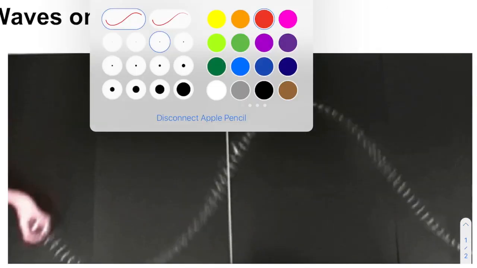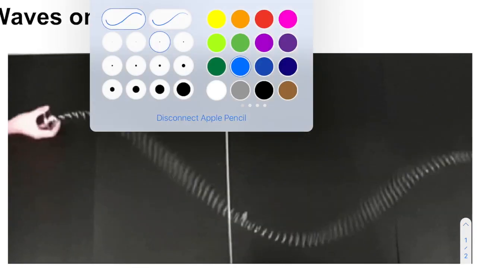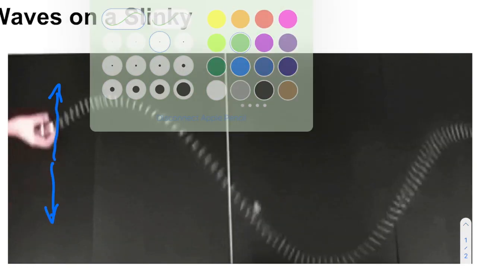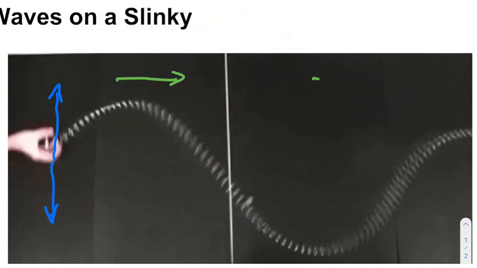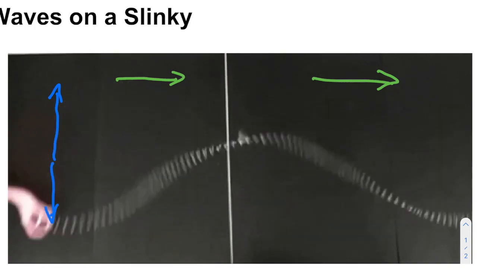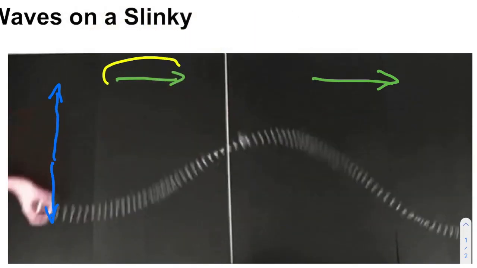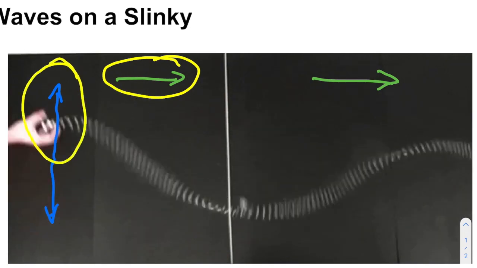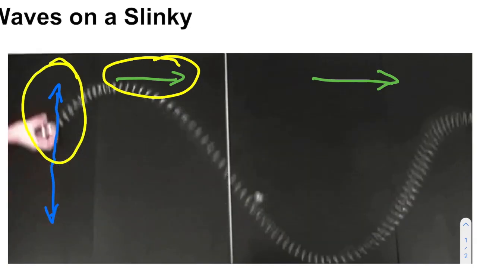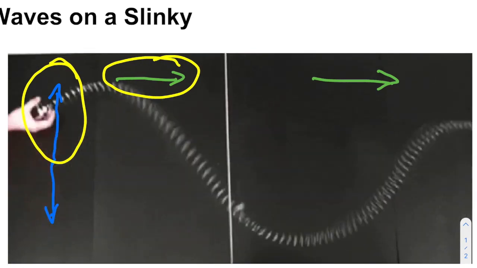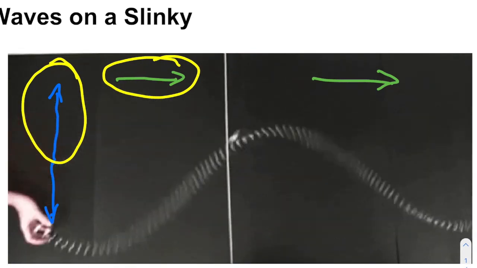I'm going to scroll down really quick and take a look at it in action in this image. So here's a transverse wave on a slinky. In blue, the vibration of the wave source and the wave medium. In green, the direction of the wave. So the waves are moving from left to right. Look at the direction of the wave source and the wave medium versus the direction of the wave. They are perpendicular to one another. Perpendicular meaning at right angles to.